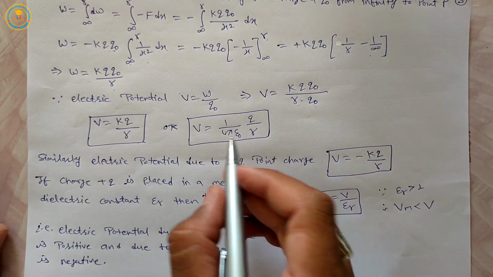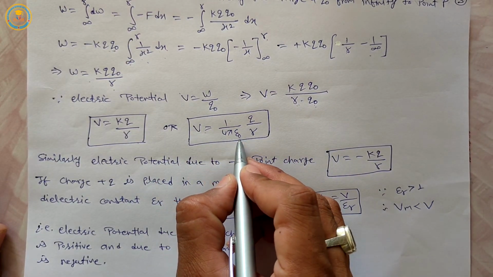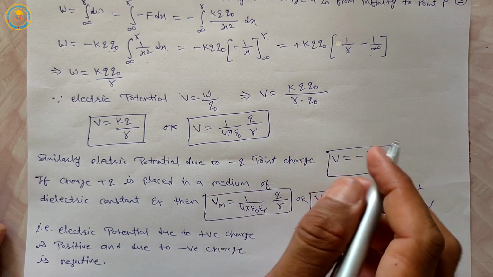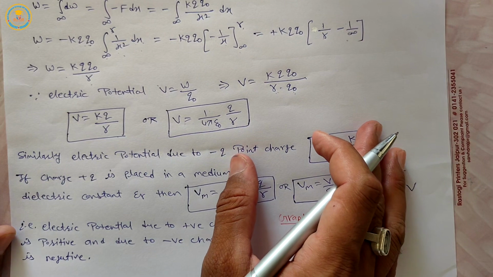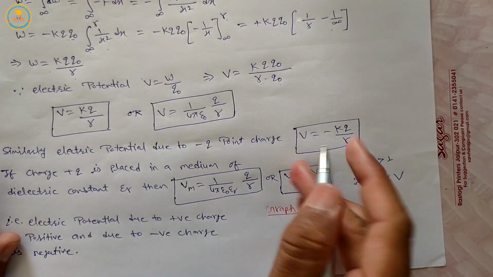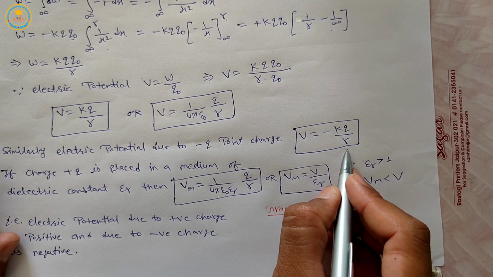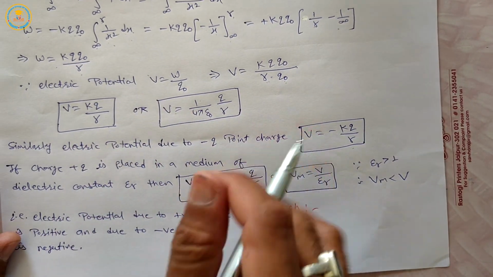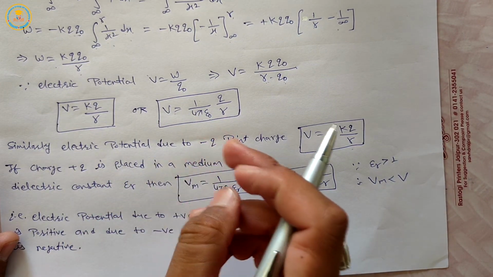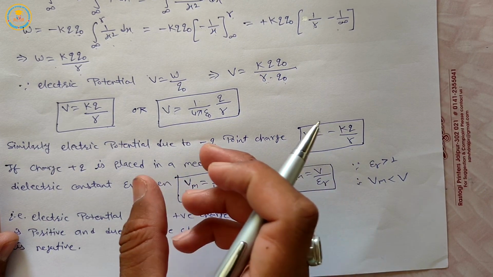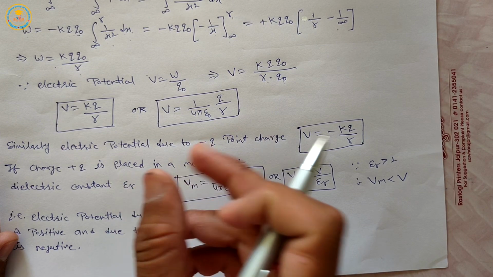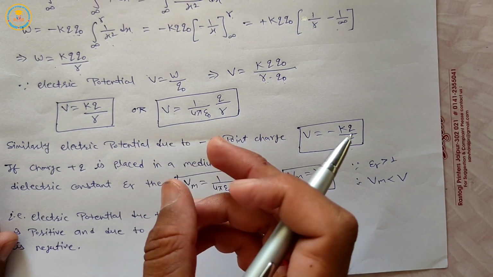In another form, V is equal to 1 upon 4 pi epsilon naught, Q upon r. Similarly, the electric potential due to a negative charge, minus Q point charge, V is equal to minus K Q upon r. From this we can say that if the charge is positive, then the potential is also positive, and if the charge is negative, then the potential is negative.